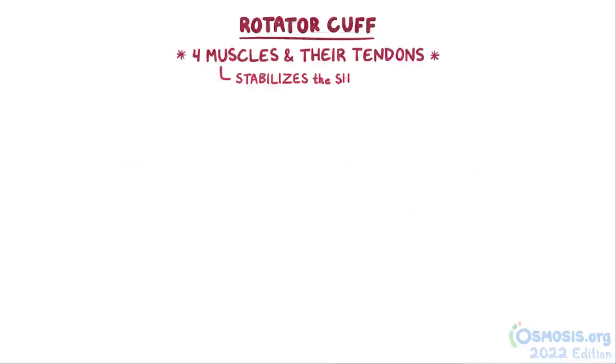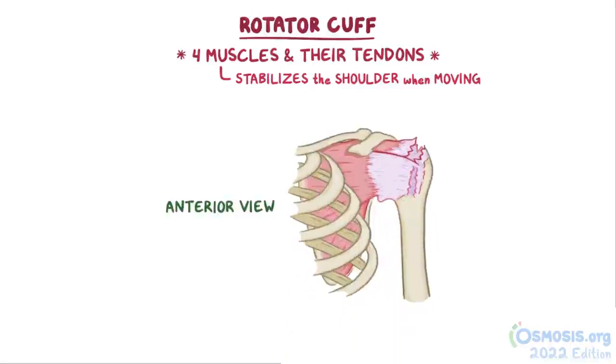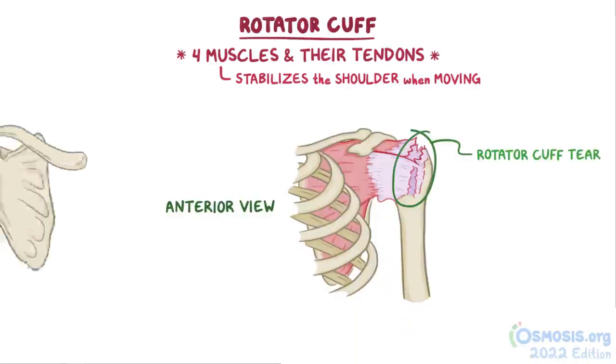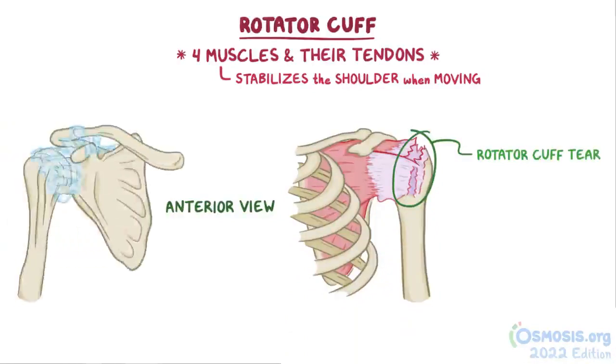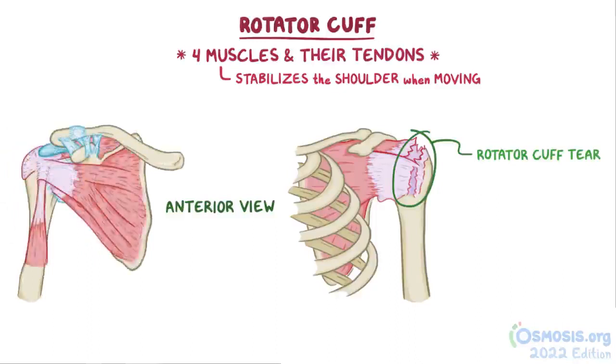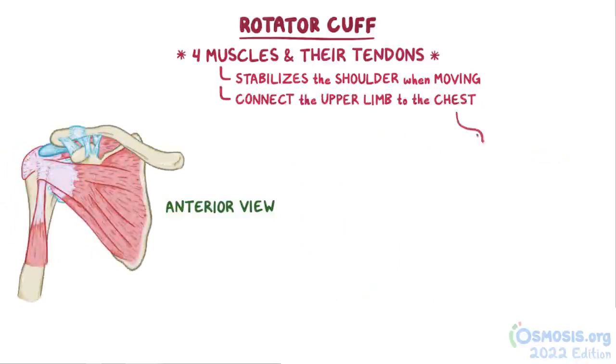The rotator cuff refers to a group of 4 muscles and their tendons, which help to stabilize the shoulder when it's moving, particularly during rotational motion. So, a rotator cuff tear is when one or more of the tendons of the muscles of the rotator cuff are torn. The shoulder is a complex of bones, ligaments, muscles, and their tendons that all work together to connect the upper limb to the chest, allowing necessary movement and providing stability.